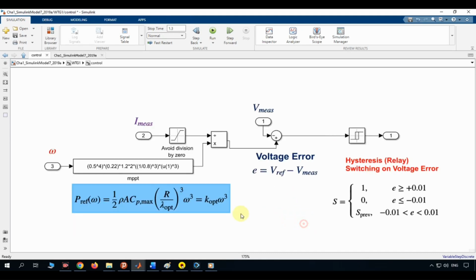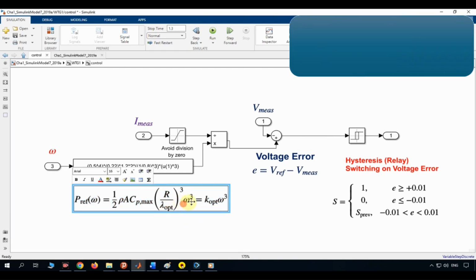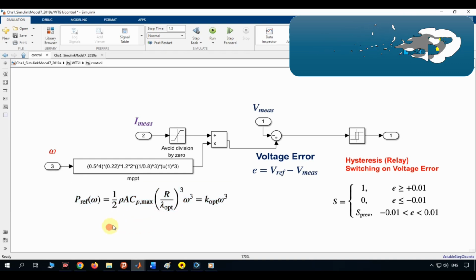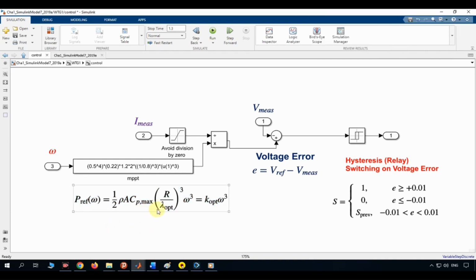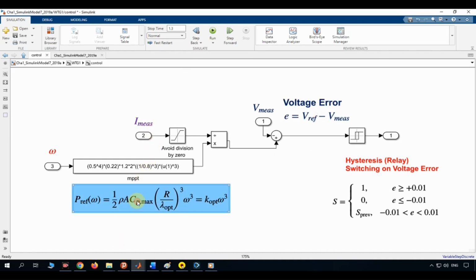The control subsystem implements what is known as a power signal feedback method for maximum power point tracking. Instead of perturbing the voltage step by step, this method directly calculates the optimal power the turbine should be producing, based on its current generator speed. This optimal power reference is computed using a cubic function of the generator speed.